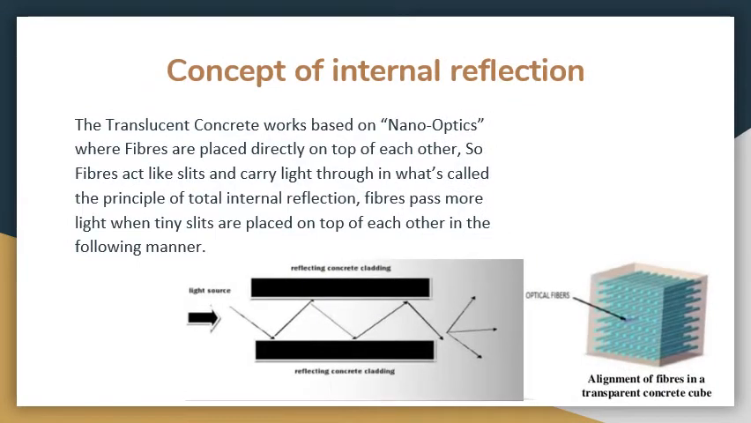Concept of internal reflection. The translucent concrete works based on nano-optics, where fibers are placed directly on top of each other, so fibers act like slits and carry light through in what's called the principle of total internal reflection. Fibers pass more light when tiny slits are placed on top of each other in the following manner. We have pictures to show the way the light moves inside the fiber.